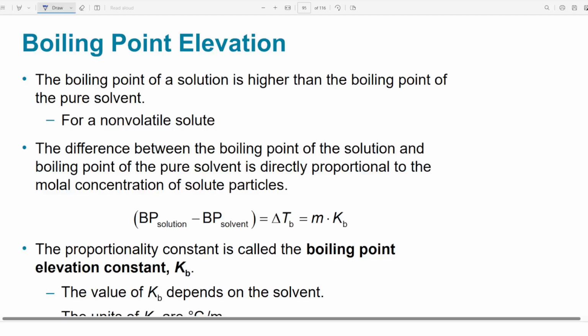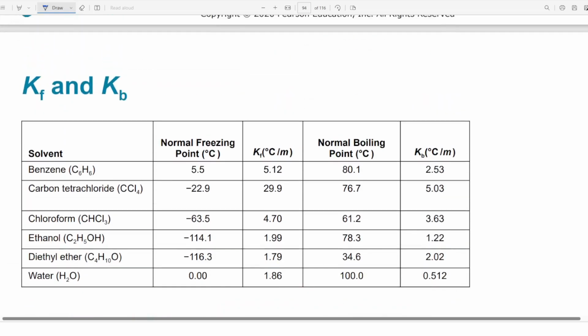The boiling point elevation is calculated similarly. The boiling point of a solution minus the boiling point of the pure solvent is given by delta T sub B. That's the change in boiling point. And it can be calculated as the molal concentration of the solution times K sub B for that solvent. We see here in this chart different K sub F and K sub B values for various solvents. So the K sub F and the K sub B are listed here on the right, and you see along with that the normal boiling points.